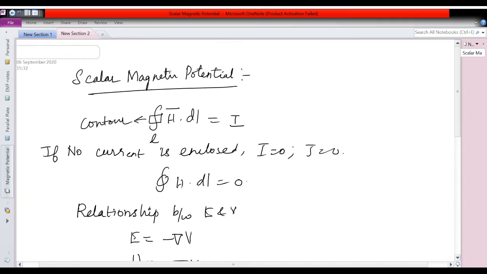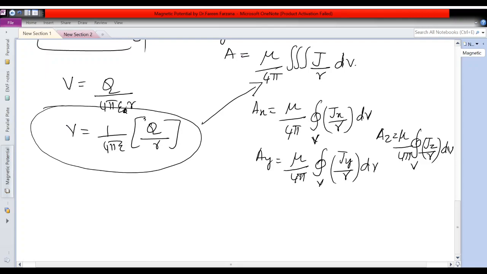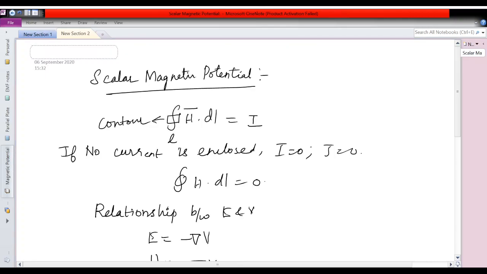So in this video, I have taught you what is meant by magnetic vector potential and what is magnetic scalar potential. In my next video, I'll teach you how to do the problems in both of these.